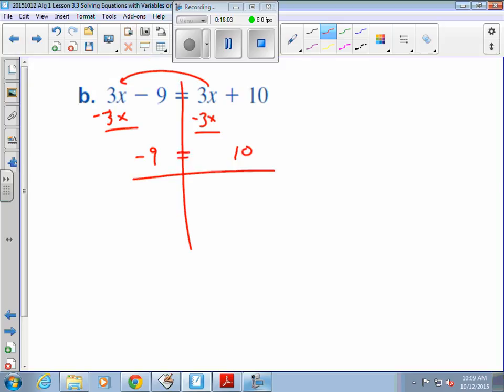Evaluate this to see if it's true or not. Is negative 9 the same exact thing as 10? Is it equal to it? No, it is not. Therefore, there is no solution to x, or there's null set. There is no value that when you plug it in place of x, that will give you a solution.